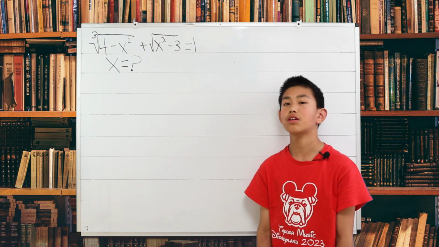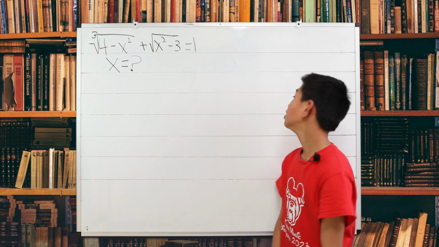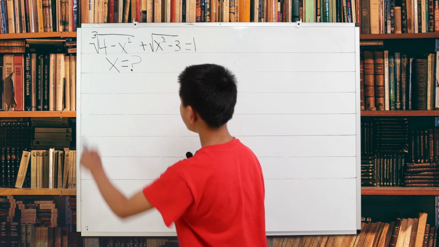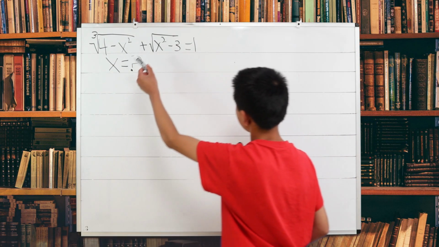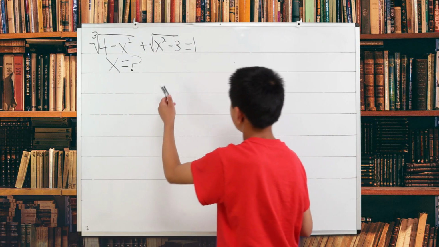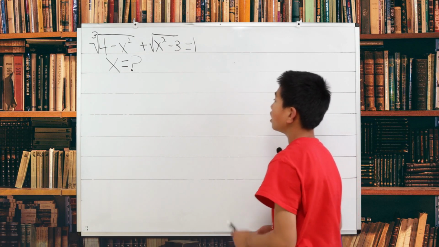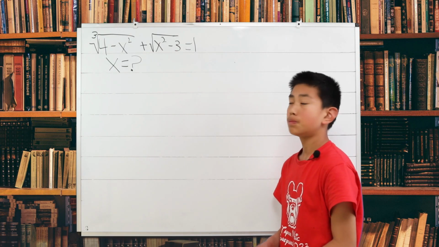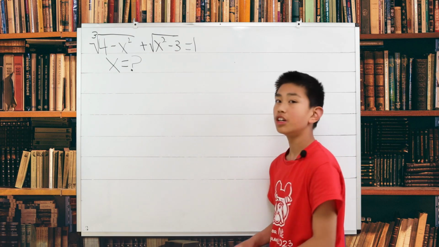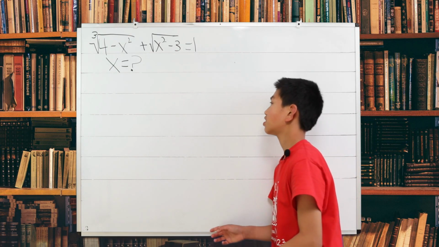Today we have a rather complex math problem. We are given that the cube root of 4 minus x squared plus the square root of x squared minus 3 is 1, and we need to find out what x is. The first thing we need to do is use substitution to figure this out.